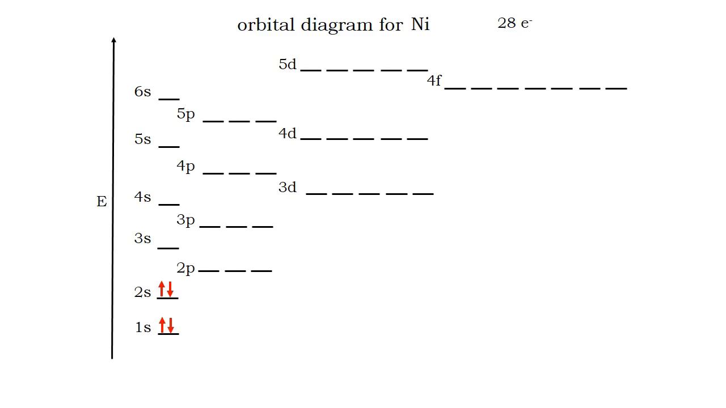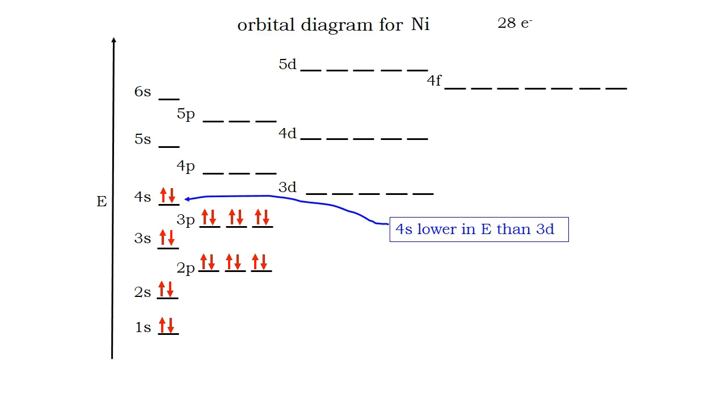So 1, 2, 3, 4, 5, 6, 7, 8, 9, 10, 11, 12, 13, 14, 15, 16, 17, 18, 19, 20. Now, this 4s is lower in energy than the 3d. And we're going to talk about how you're going to remember that soon. But so far we've got 2, 4, 6, 8, 10, 12, 14, 16, 18, 20, 21, 22, 23, 24, 25, 26, 27, 28. Remember that those electrons will be half filled until they have to pair. The electron configuration is 1s2, 2s2, 2p6, 3s2, 3p6, 4s2, 3d8. Those superscripts should all add up to 28 electrons, and there should be 28 arrows on our orbital diagram.